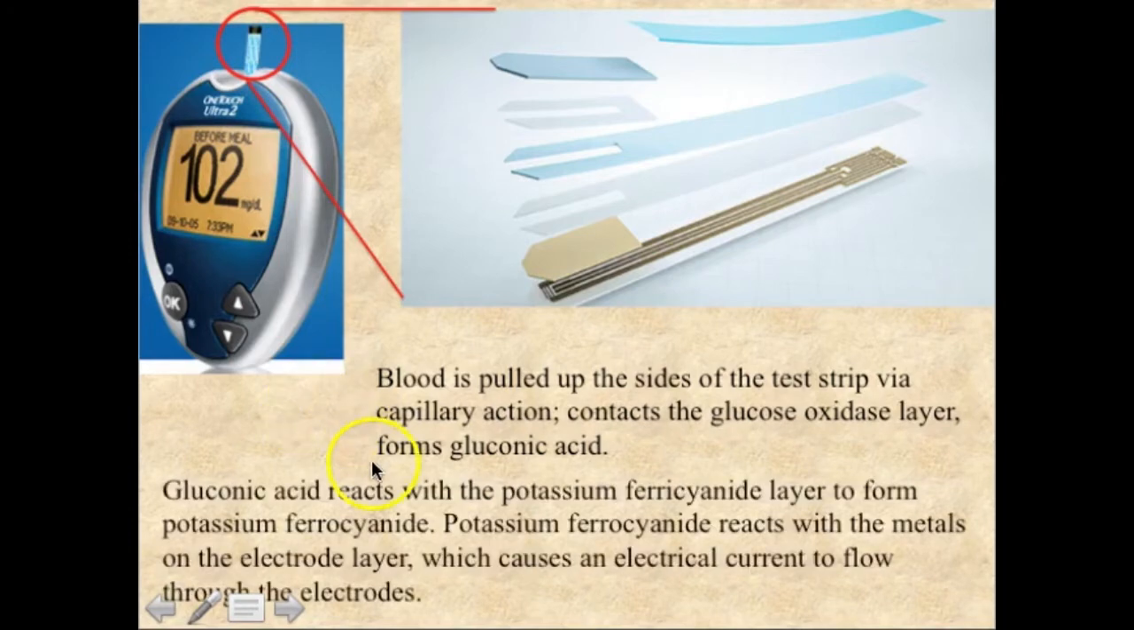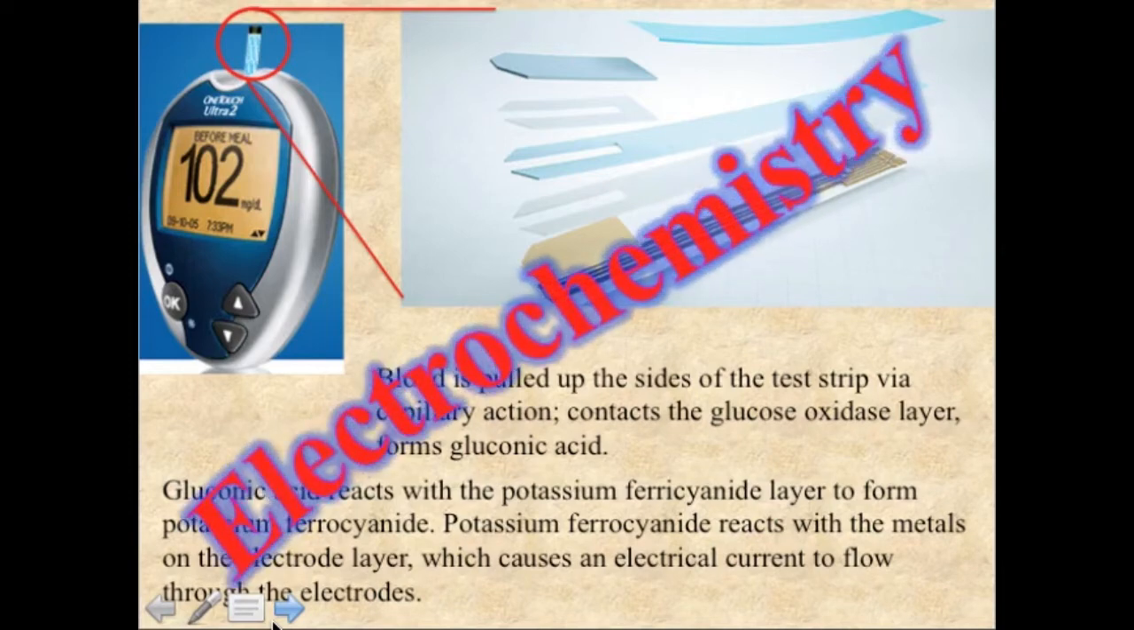Gluconic acid reacts with the potassium ferricyanide layer to form potassium ferrocyanide, which in turn reacts with the metals on the electrode layer, which causes an electric current to flow through the electrodes. The strength of this electric current is converted into a numerical reading of milligrams per deciliter of blood glucose. This technology relies on the science of electrochemistry, which we will be looking into in this chapter.